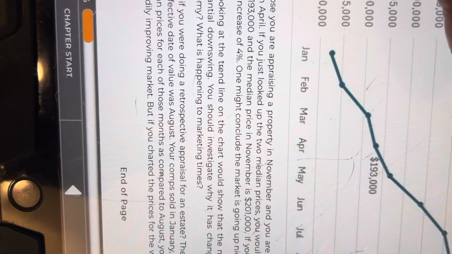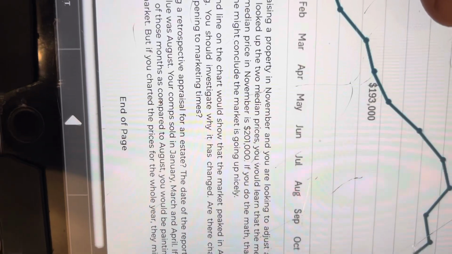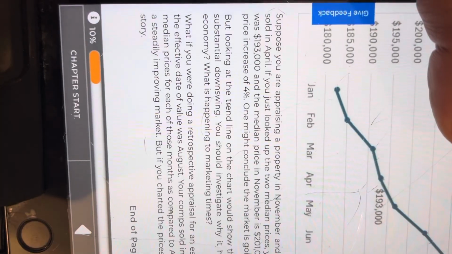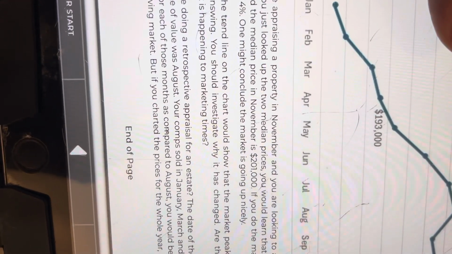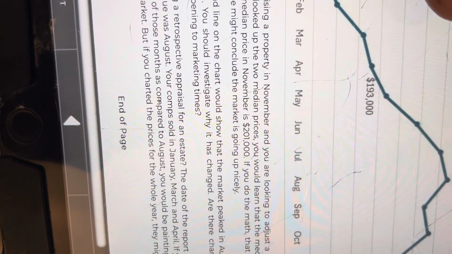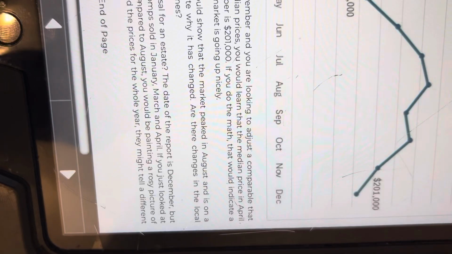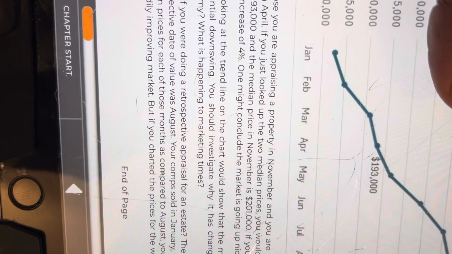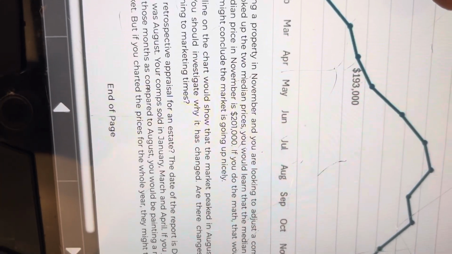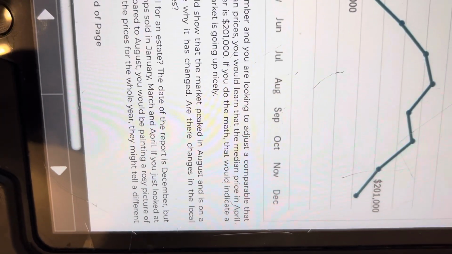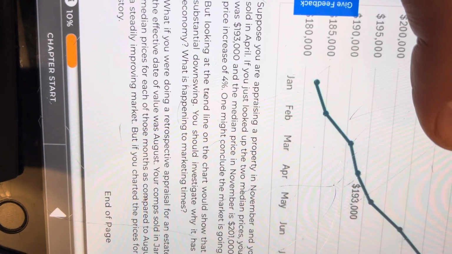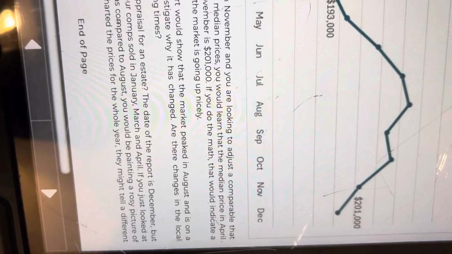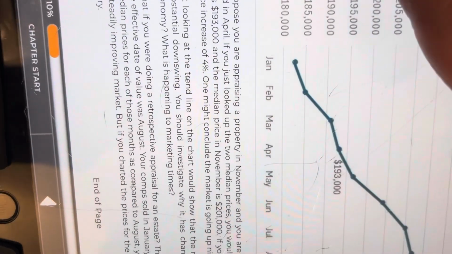What if you were doing a retrospective appraisal for an estate? The date of the report is December, but the effective date of value was August. Your comps sold in January, March, and April. If you just looked at median prices for each of those months as compared to August, you would be painting a rosy picture of a steadily improving market. But if you charted the prices for the whole year, they might tell a different story. End of page.